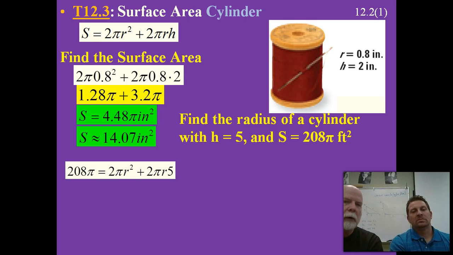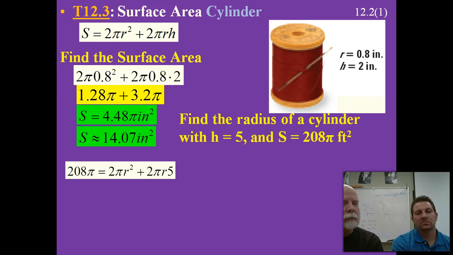The 2 pi r squared, we don't know what the radius is, and so we can't plug in for r. 2 pi r, again, we don't know what the radius is, but we do know the h. We do know the height is 5. And so we've plugged in everything that we can. We need to try to solve that problem algebraically now for r, which is a little bit complicated because there's two of them, one of them squared. This is a little bit complicated.